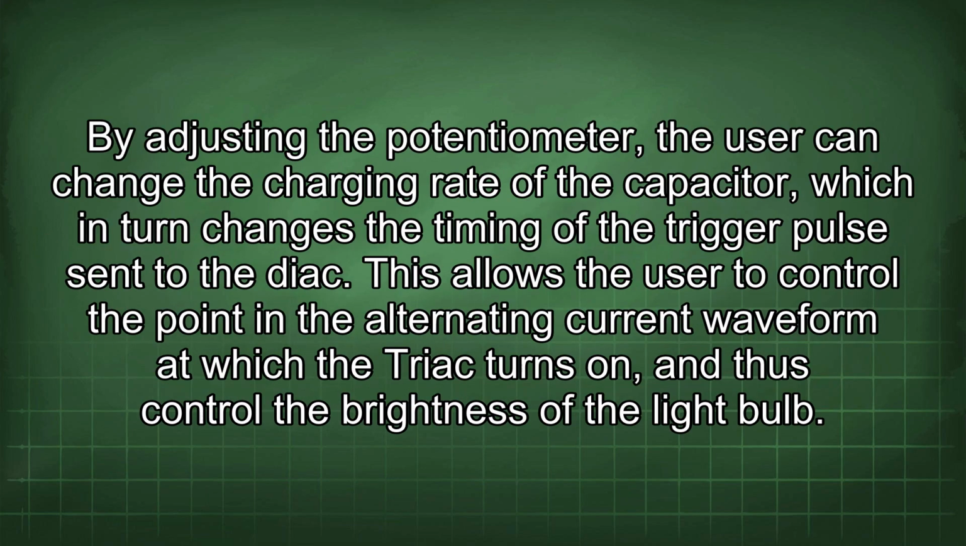By adjusting the potentiometer, the user can change the charging rate of the capacitor, which in turn changes the timing of the trigger pulse sent to the diac. This allows the user to control the point in the alternating current waveform at which the triac turns on, and thus control the brightness of the light bulb.